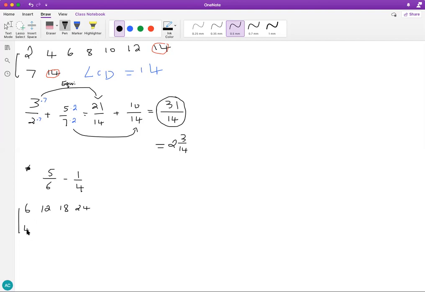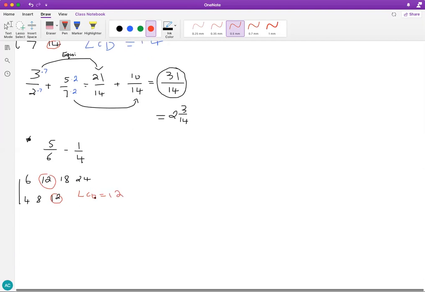What's the first multiple of 4? That's 4. Then 8. Then 12. Do we need to continue? No. So what's the LCD here? 12. Exactly. So 12 is a common number, so you stop right here. So the LCD equals 12.